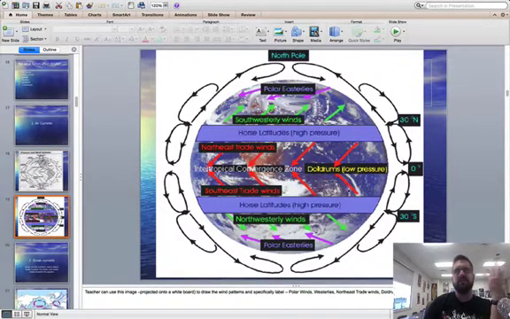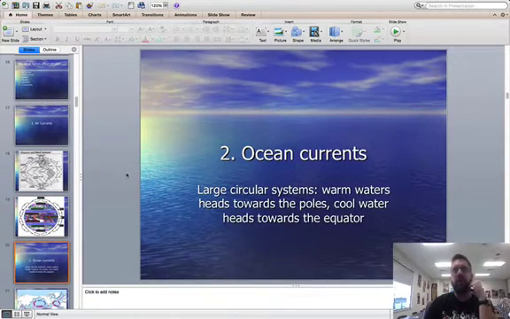And here you can see just more details of the different types of winds and things like that, but we'll move on. Ocean currents, of course, are large circular systems in the ocean. Warm water heads towards the poles, and then as it cools off, it comes back down towards the equator. So basically like a conveyor belt of cold and warm water. And if you live near the coast, this is going to have a dramatic effect on the temperatures there.